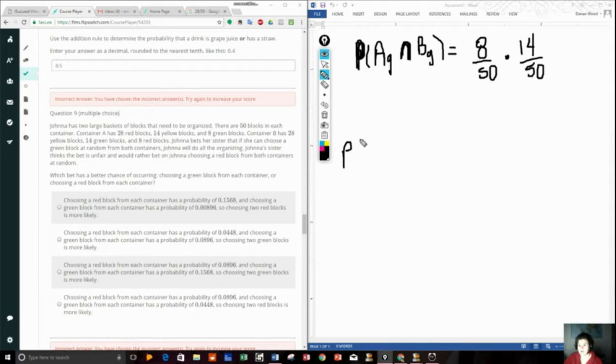So then we're going to have the probability of choosing a red one out of A and the probability of choosing a red one out of B. So the probability of choosing a red one out of A is going to be 28, because there's 28 red blocks out of the 50, times the probability of choosing a red block out of B, which is going to be 8 out of 50 as well. So let's go over to our calculator and find out what those are.